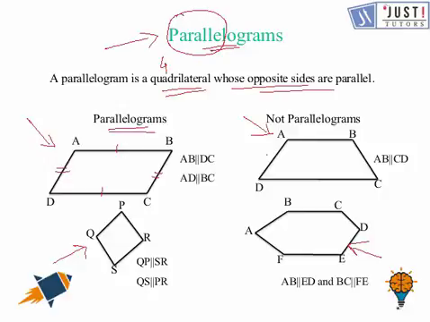Now if you look at this picture, a parallelogram is a quadrilateral. That means it should contain 4 sides, but this has 1, 2, 3, 4, 5, 6 sides, which is more than 4. So we cannot consider this a quadrilateral. If it is not a quadrilateral, it is not a parallelogram either. So there is no point in checking its opposite sides.